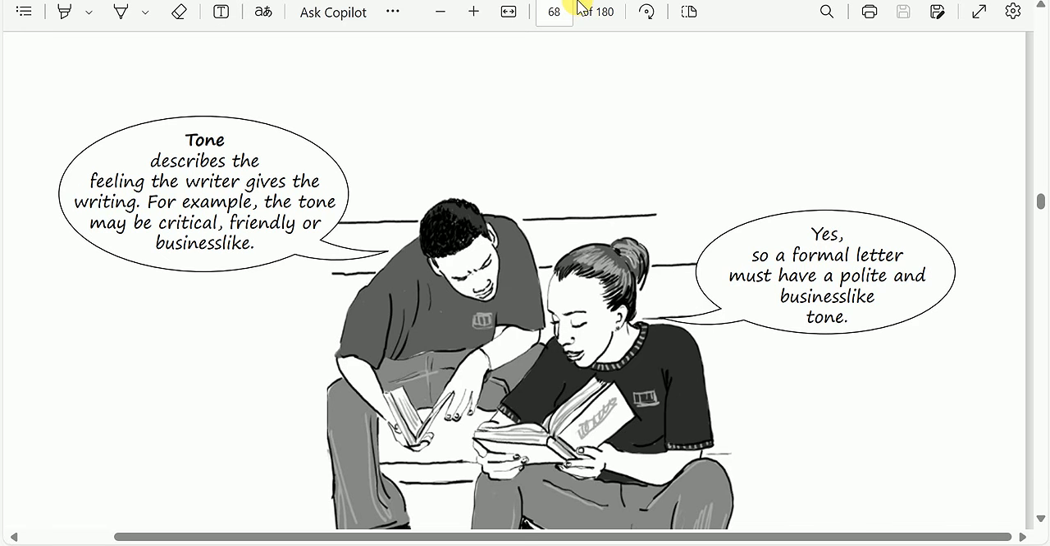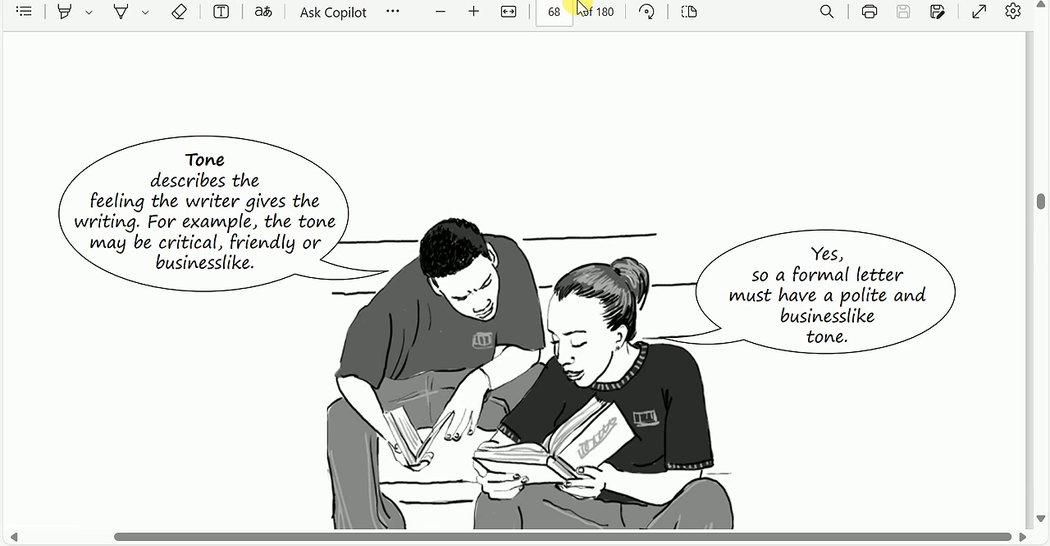So what you need to be mindful of when you write a formal letter is that your tone has to always be a polite tone, right? And then let us move along.